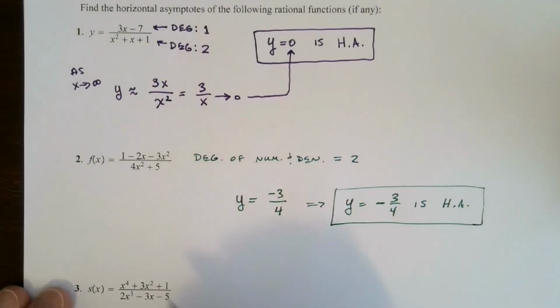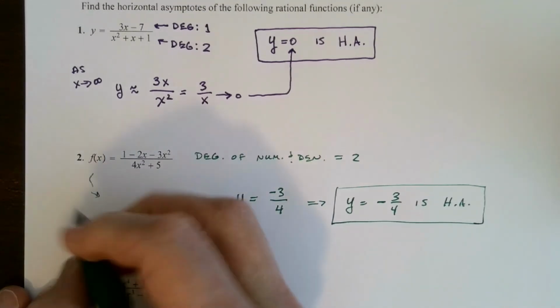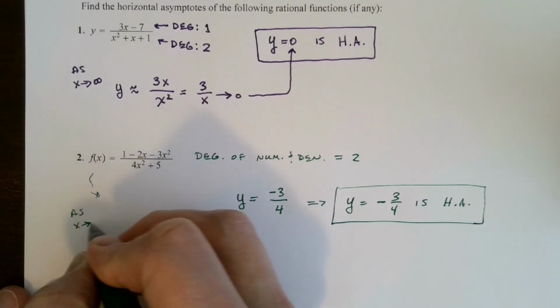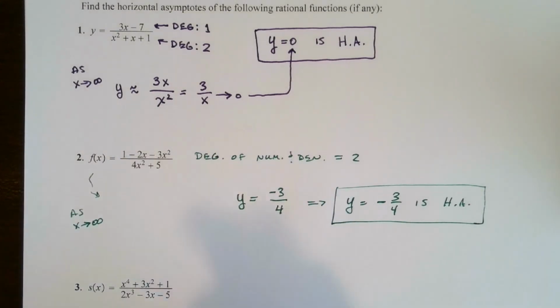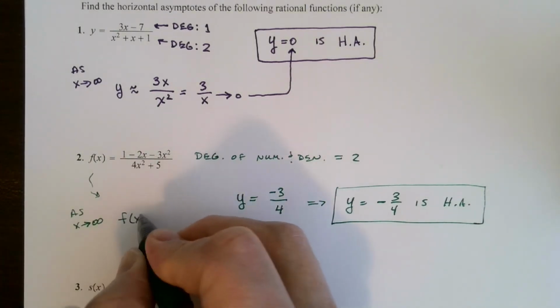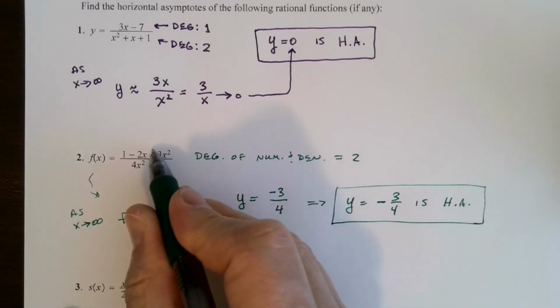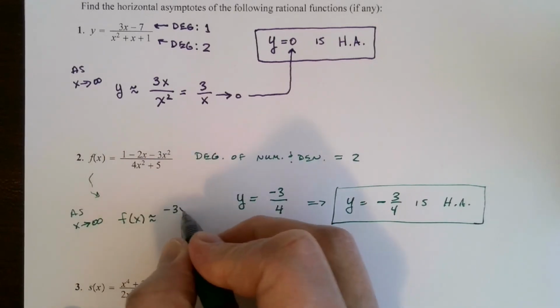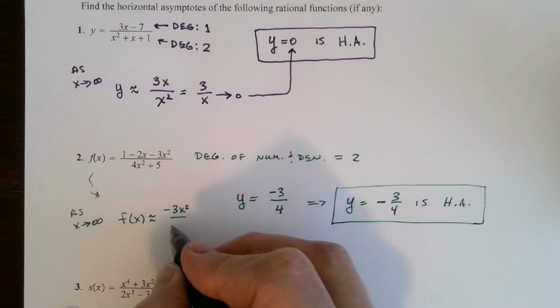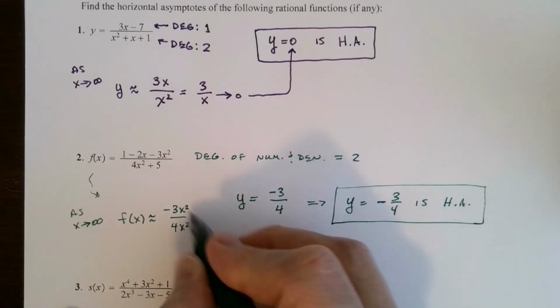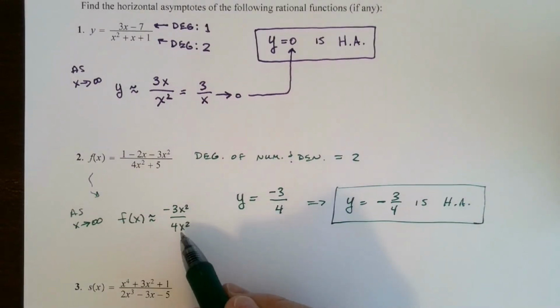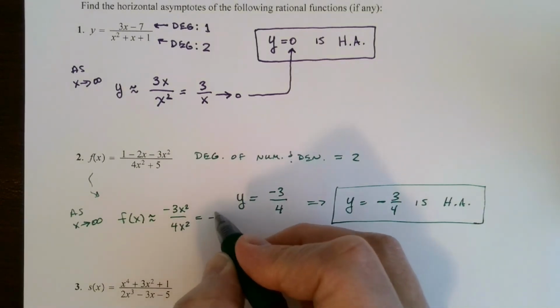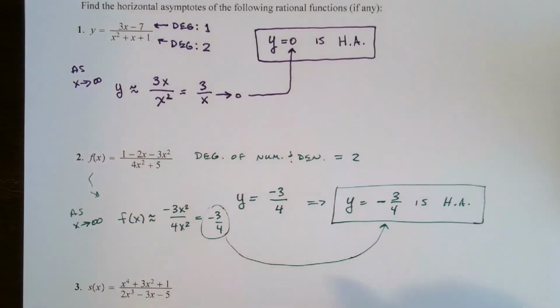And again, I could have gotten that by simply noting that as x gets larger and larger, then f of x is approximately the highest degree term up here, -3x squared, over the highest degree term down here, 4x squared. And what does that simplify down to? x squared divided by x squared is 1. That's just exactly equal to -3/4. And that's how we get that. Remember again, the horizontal asymptote is y equals -3/4, not just -3/4.